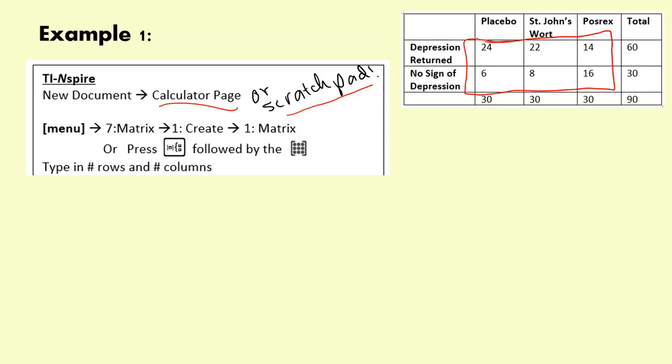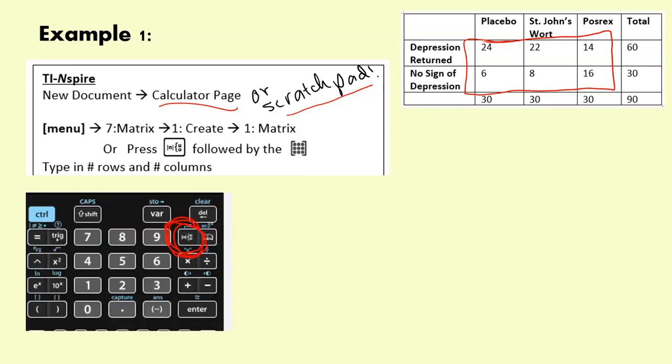So what you're going to do is in that Scratchpad, you're going to press menu. Sorry, in the new document, you can go menu, matrix, create a matrix. So this is an optional step, and it's actually easier, I think, to do this instead. So these are the directions I'm actually following. So there's multiple ways to do this.